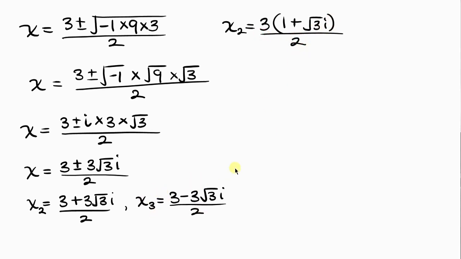Now same for this, x sub 3 is equal to 3, 3 is common, so bring out 3. Now 3 divided by 3, I'm going to be having 1 minus, now 3 root 3i divided by 3, I'll be having the square root of 3i. That's it, all over 2. So we have 3 solutions for this first case. Now let's see the second case.